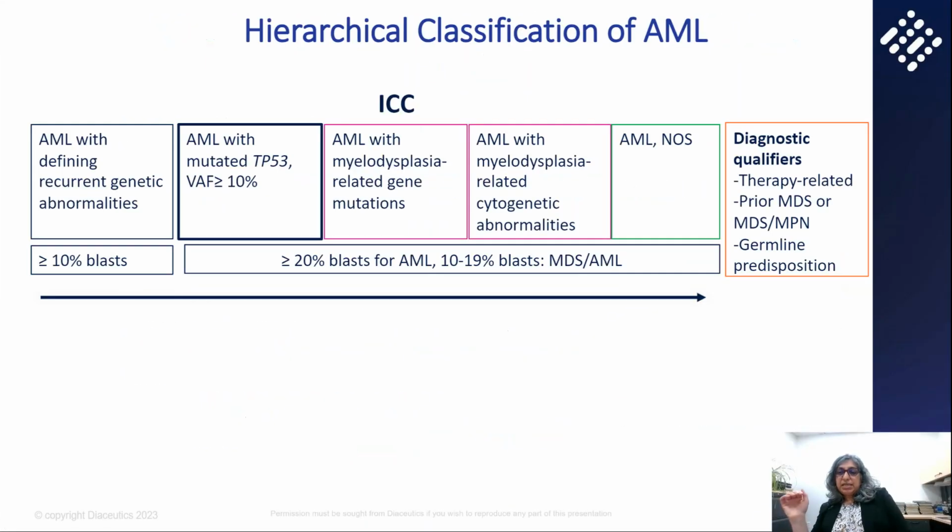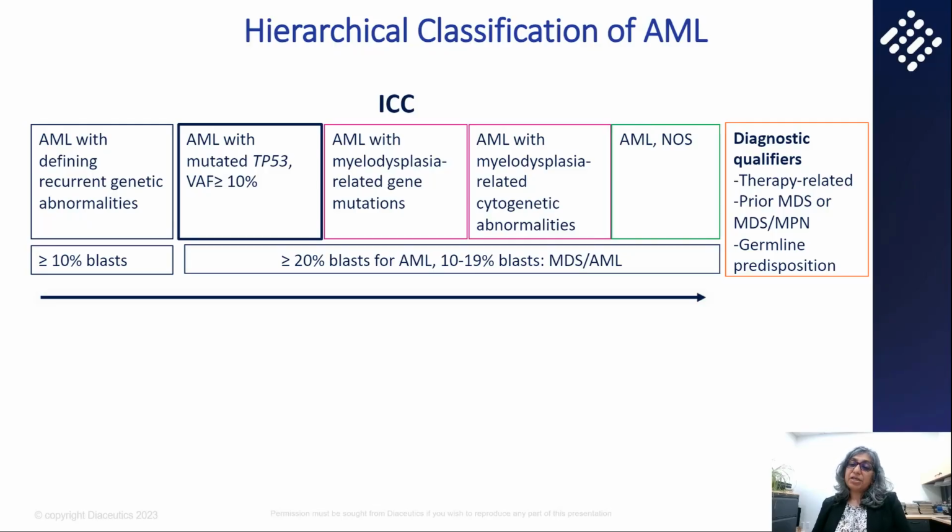Both ICC and WHO follow a hierarchical classification of AML, and I'll start with the ICC classification. We start with AML with defining recurrent genetic abnormalities with a blast threshold of 10% or more. If you don't have that, next is AML with mutated TP53. If you don't have that, then you look for AML with myelodysplasia-related gene mutations. After that is AML with myelodysplasia-related cytogenetic abnormalities, and then AML NOS.